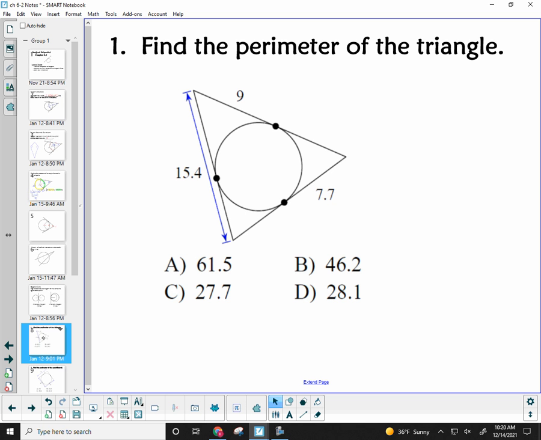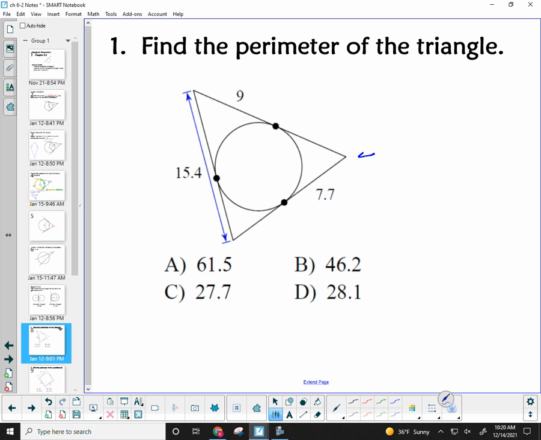All right, so this first one here says, find the perimeter of the triangle. So part of geometry is looking at figures in different ways. So we can see here that we have a circle inscribed in a triangle, right? The circle is inside or inscribed in the triangle. But you could also look at this as tangent lines to a circle. So what if I just focus on this? Let's do the right side here.